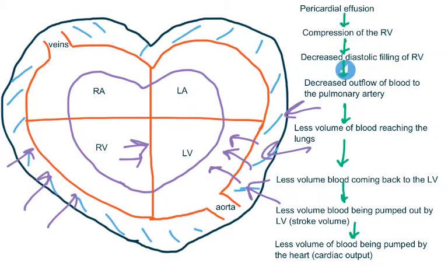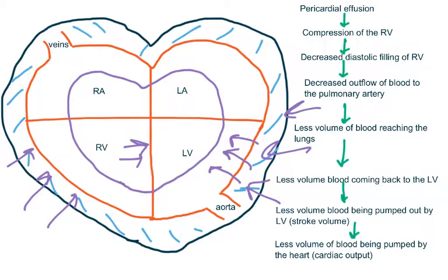The diastolic filling of the right ventricle is decreased. The outflow of blood from the right ventricle to the pulmonary artery is also decreased. The volume of blood reaching the lungs from the pulmonary artery is also decreased. This decreased volume of blood will come back to the left atrium and then left ventricle. And finally, the left ventricle will pump only a very small amount of blood into the aorta.